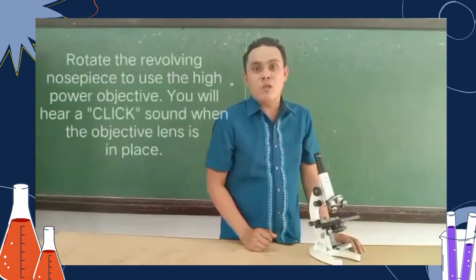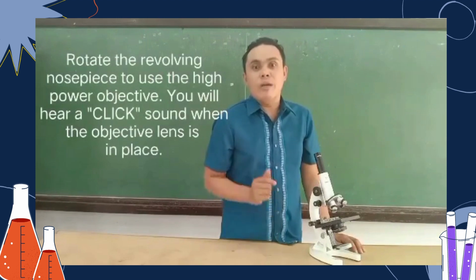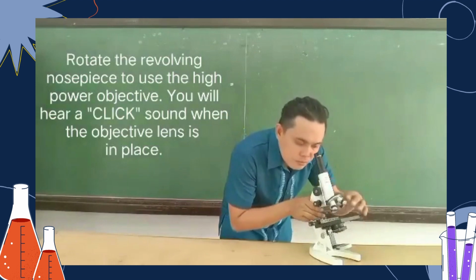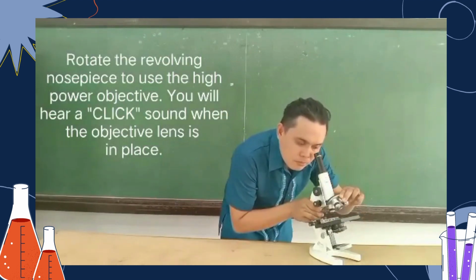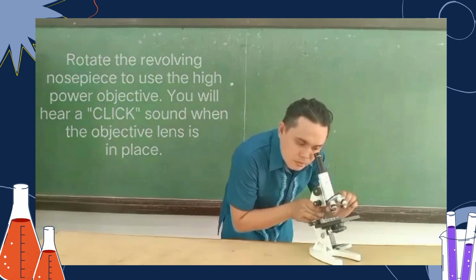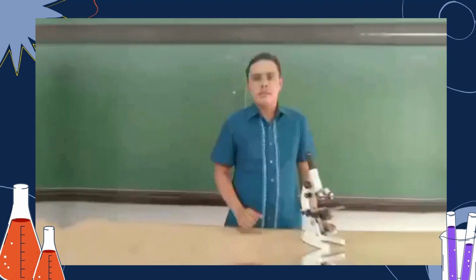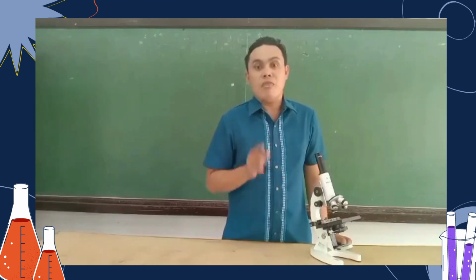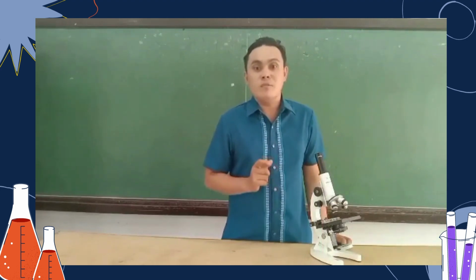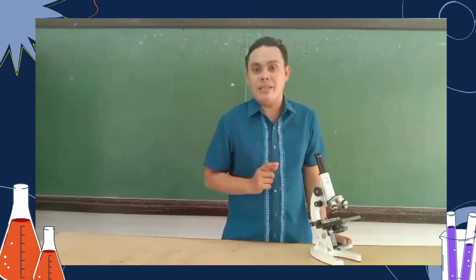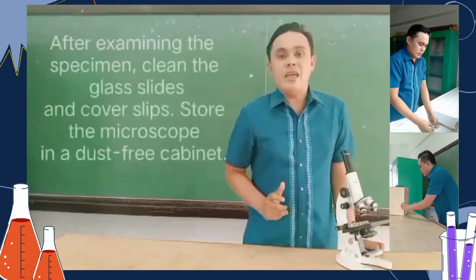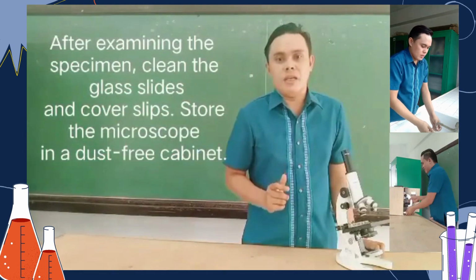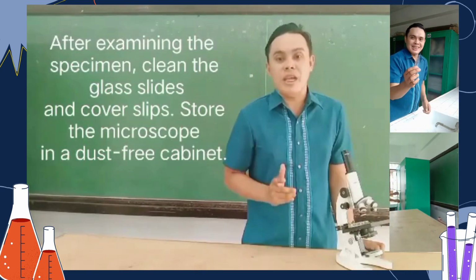Rotate the revolving nosepiece to use the high power objective. You will hear a click sound when the objective lens is in place. You may use the fine adjustment knob to sharpen the focus. At this point, never use the coarse adjustment knob because it will break the glass slide. Finally, when you're done examining the specimen, clean the glass slides and cover slips. Store the microscope in a dust-free cabinet.